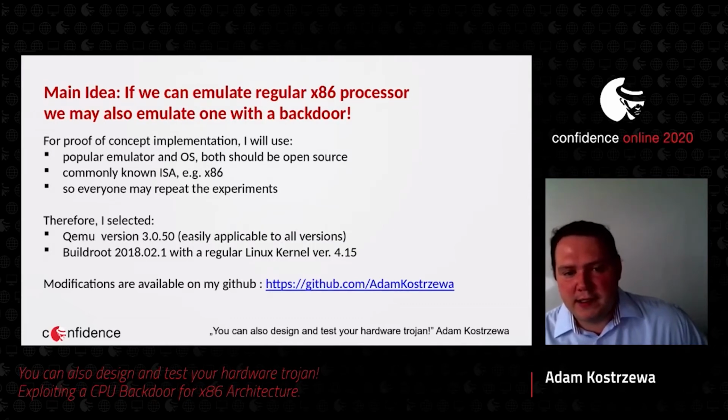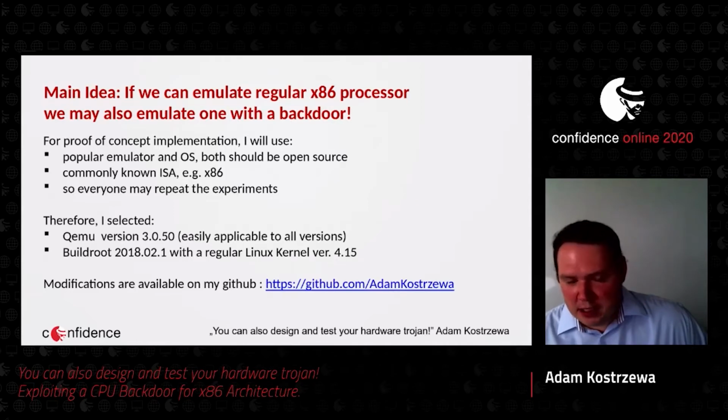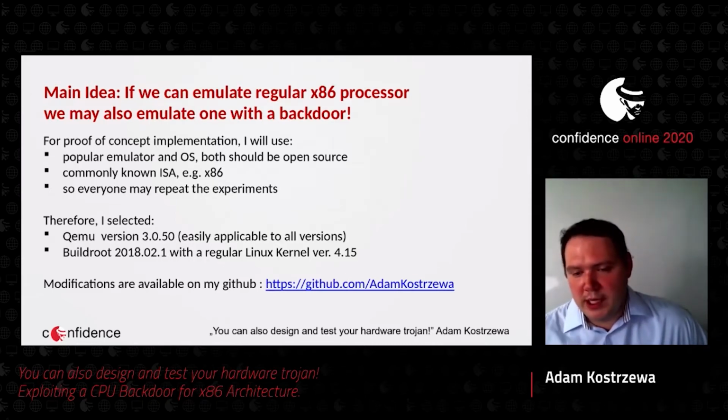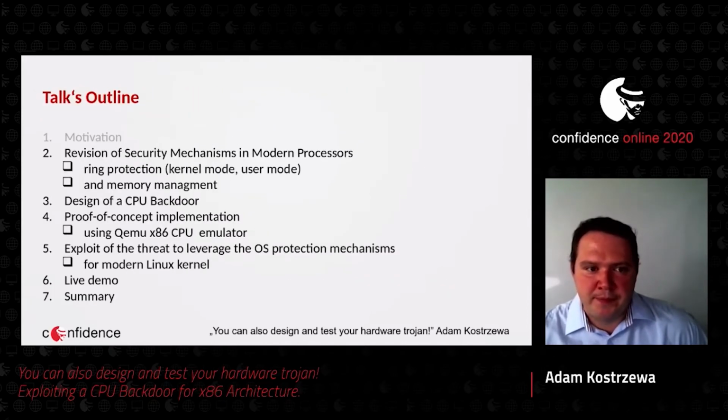Why x86? There is no particular reason. Maybe it's the instruction set architecture that many of us were, or will be in the future, exposed to. We have seen assembler, which is maybe not the easiest or most elegant, but still very popular. And I think it's very easy to comprehend what will happen. The modification is available on my GitHub. If you would like to repeat the experiments, you are welcome. Just download it and try on your own setups.